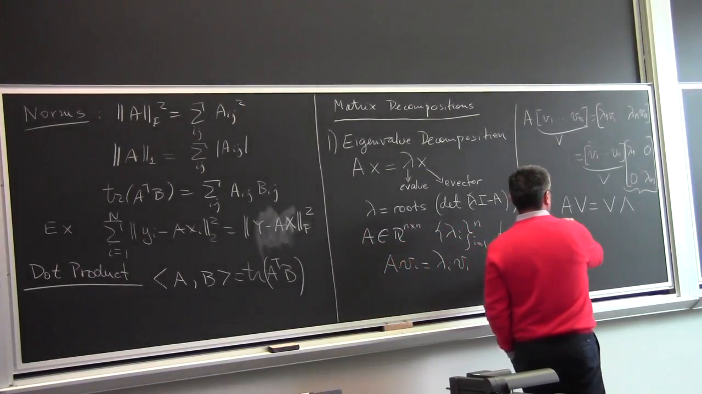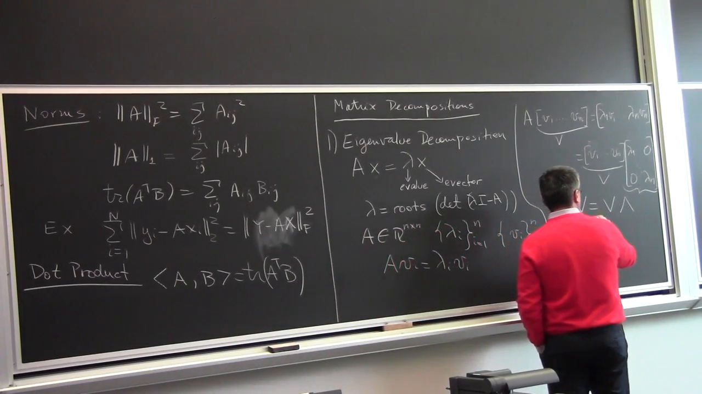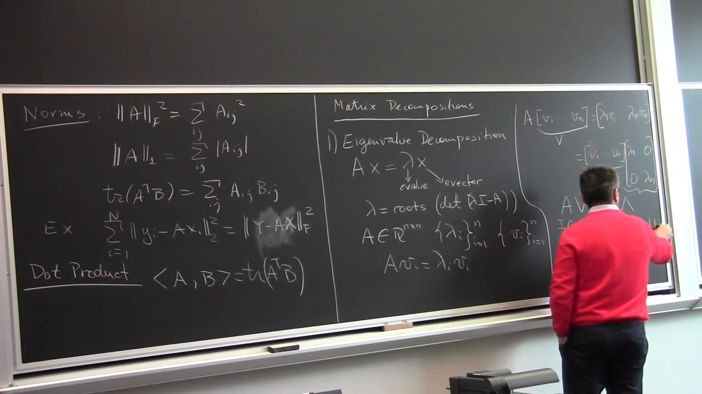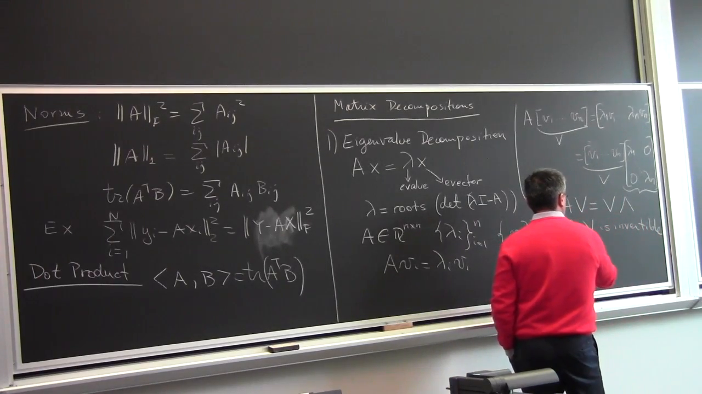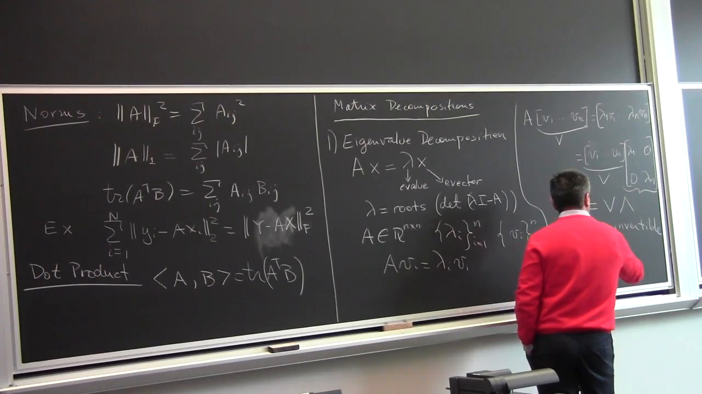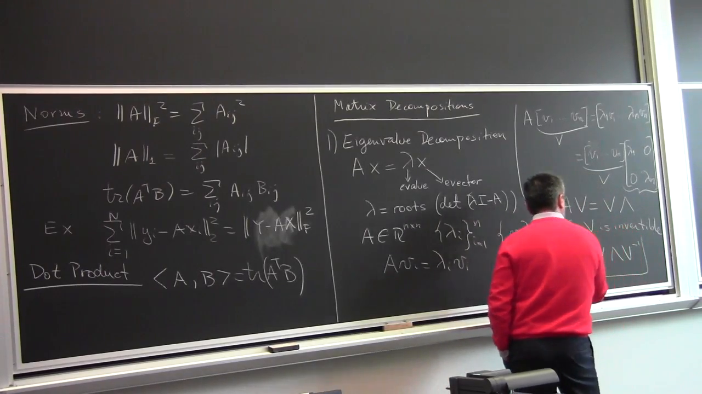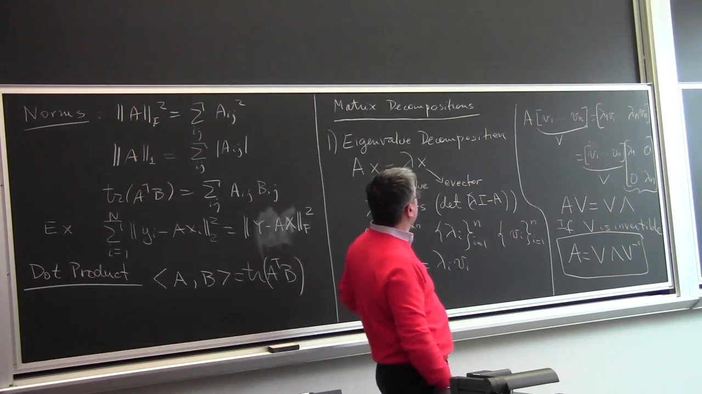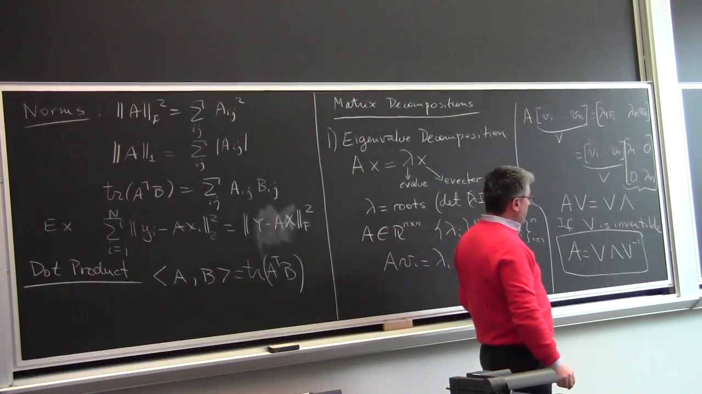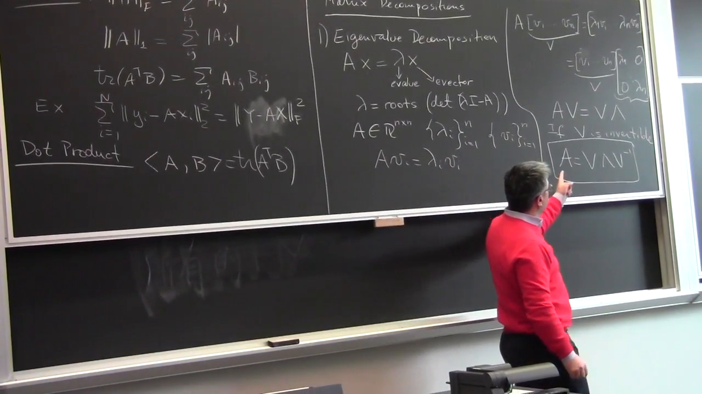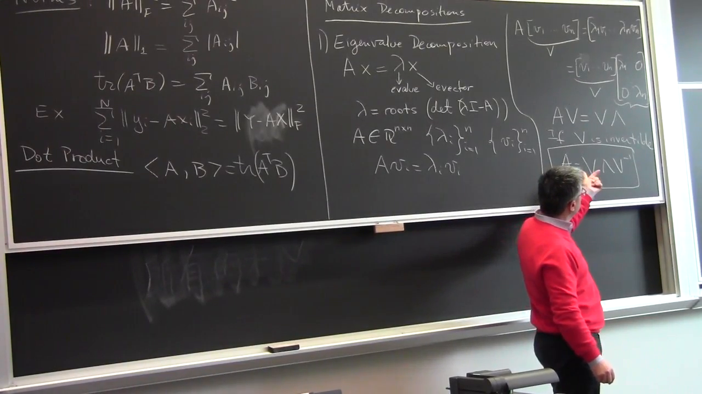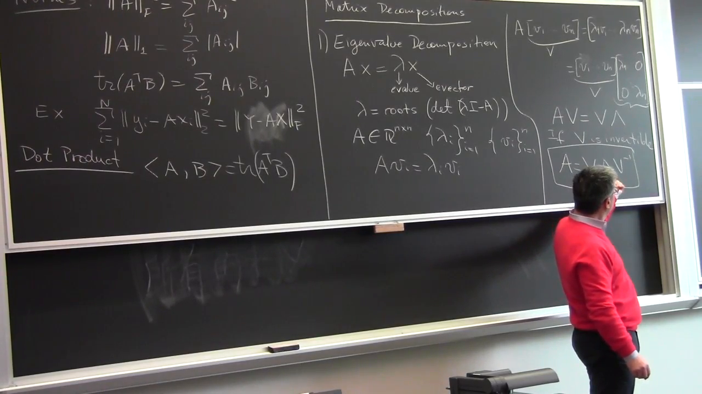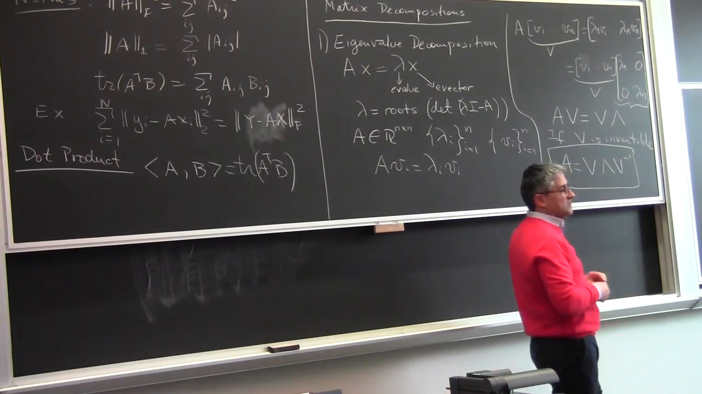Now, if V is invertible, then A can be written as V lambda V inverse. And that is what is known as the eigenvalue decomposition of a matrix. So any n by n matrix, and that's what this equation says, can be written as the product of the matrix of eigenvectors, the matrix of eigenvalues, and the matrix of eigenvectors inverse.